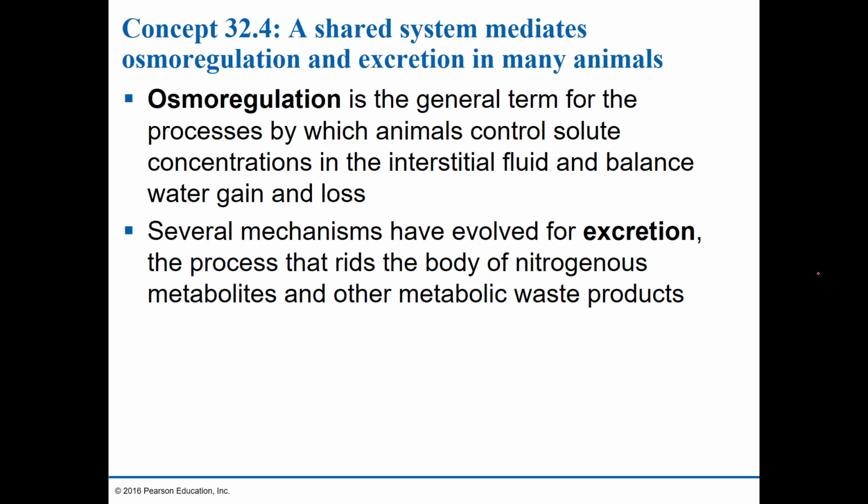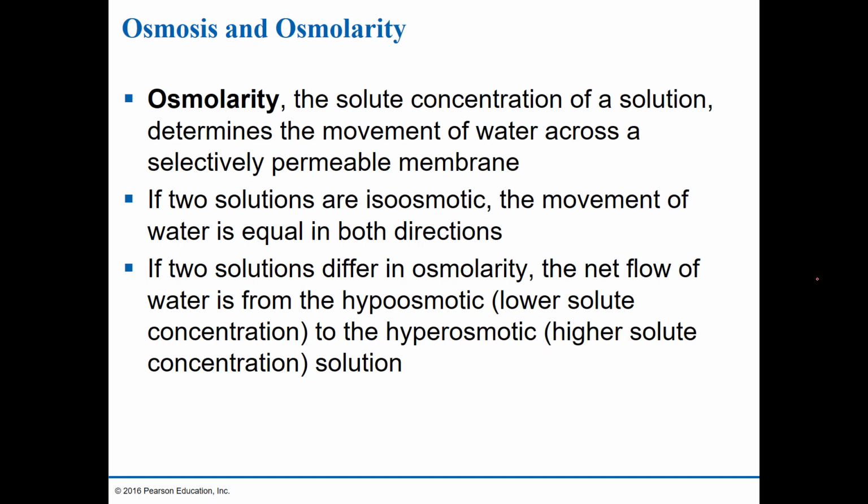Several mechanisms have evolved for excretion, the process that rids the body of nitrogenous metabolites and metabolic waste products. There's a lot of nitrogen in what we excrete, right? And so our kidneys have figured out a way to make excretion happen properly and regulate things.